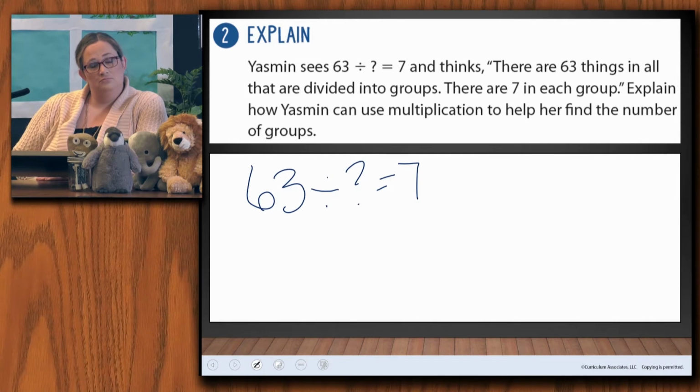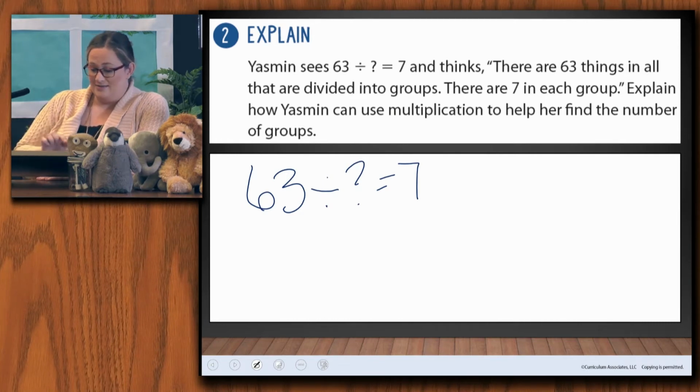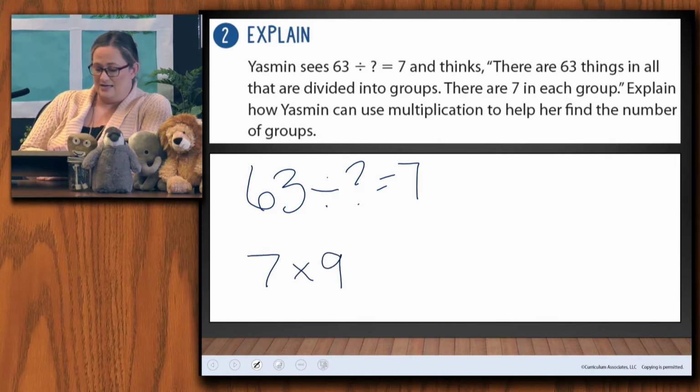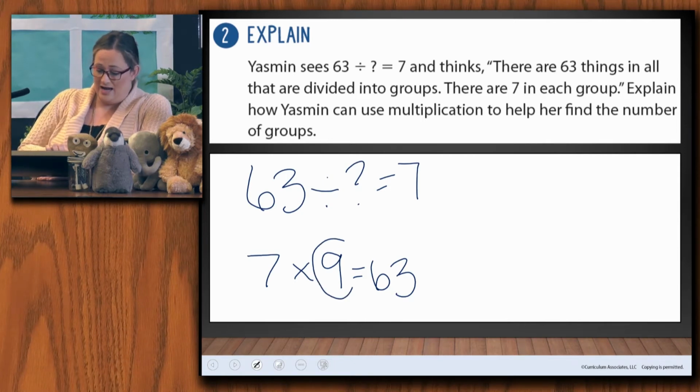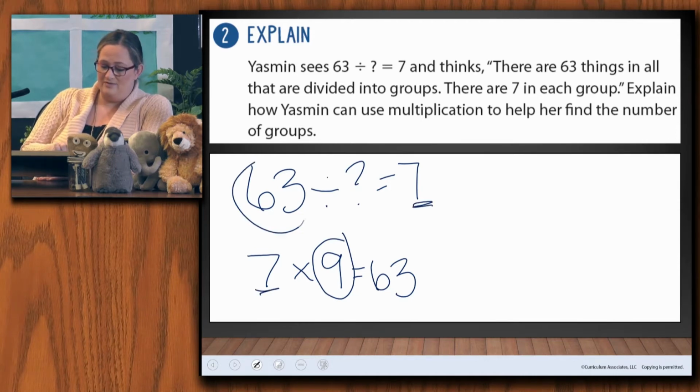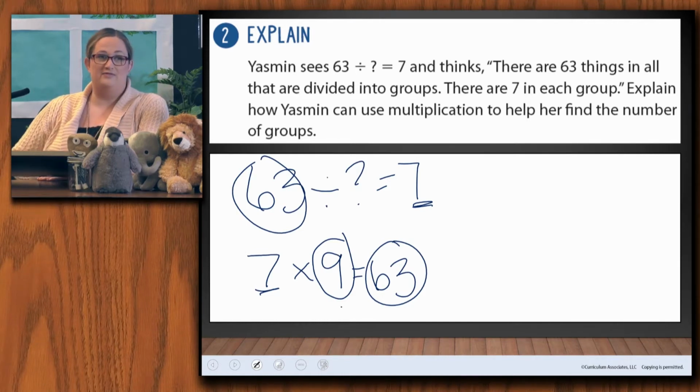Okay. Do you know a multiplication fact that equals 63 with a 7? What is it? Yeah, 7 times 9 equals 63. So, how many groups are there? Yeah, there's 9 because we have the 7 and we have the 63. So the missing factor is 9. There are 9 groups of 7. Do you see how you use the multiplication to help you?